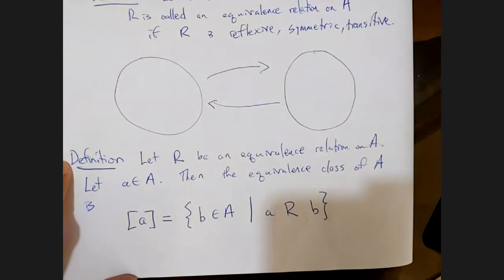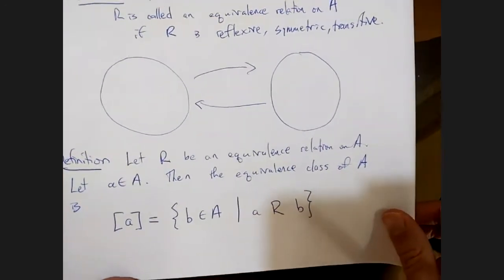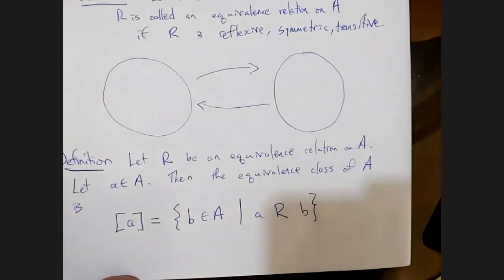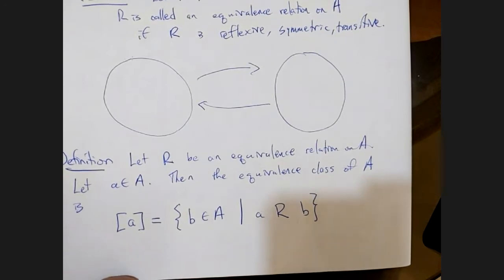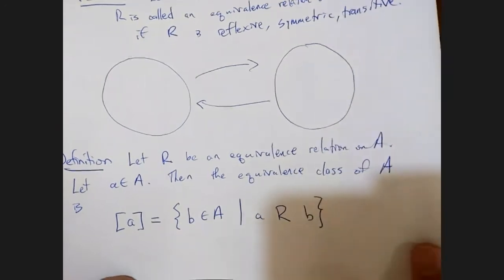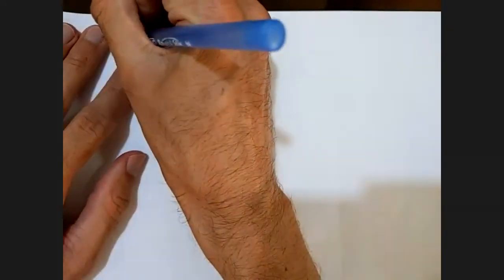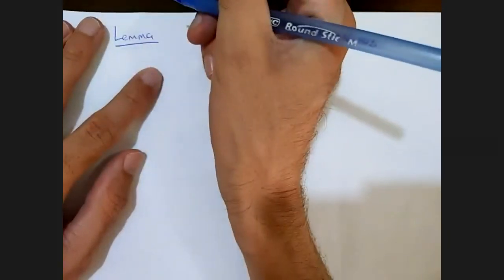Okay. Now we want to prove some lemma about equivalence classes. If a is related to b, then the equivalence classes are equal, and if a is not related to b, then the equivalence classes of a and b are disjoint. Okay, so let's write that down and then prove it. Perhaps you've proved this before, so it might be a little bit boring.